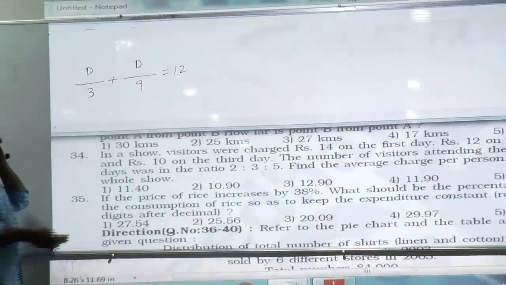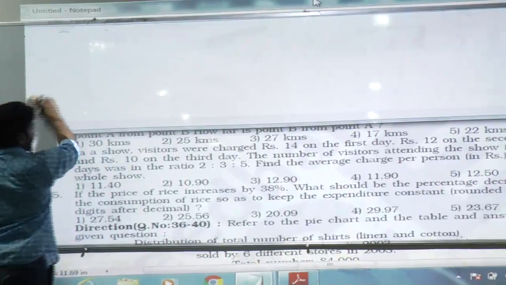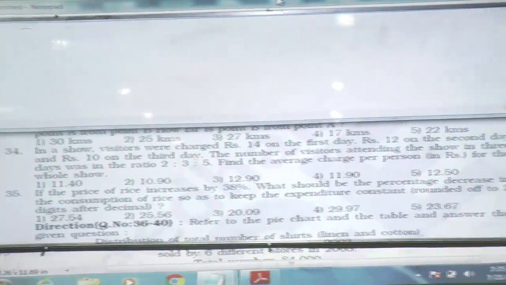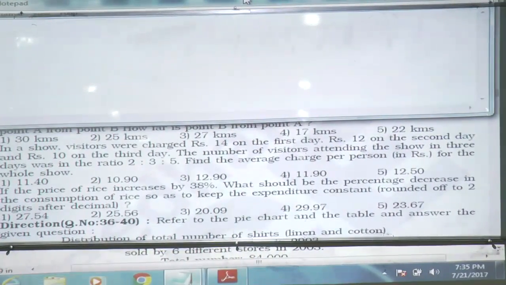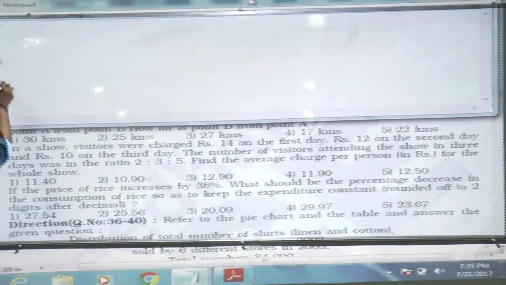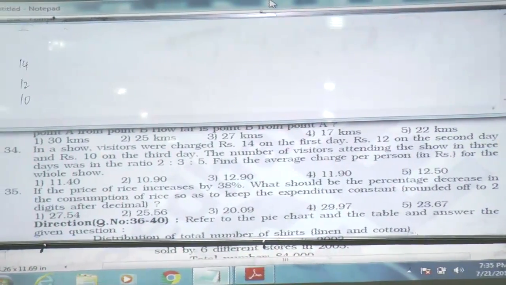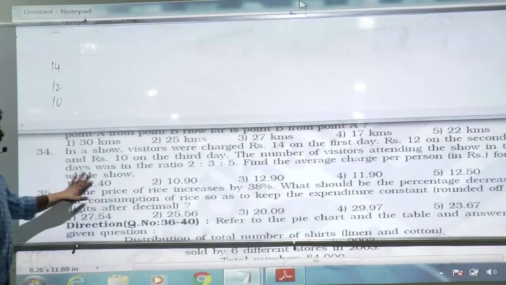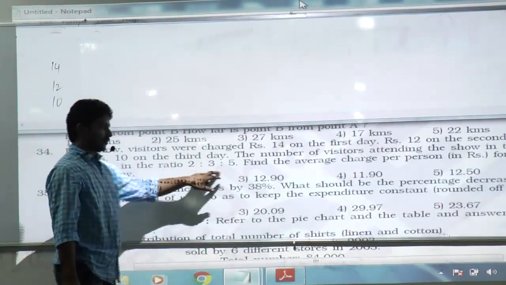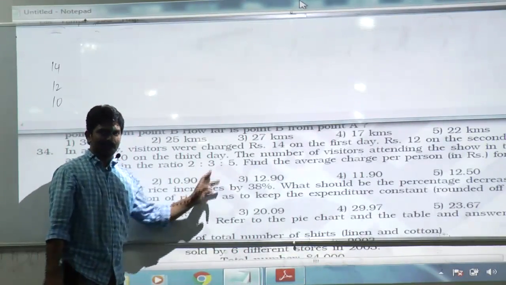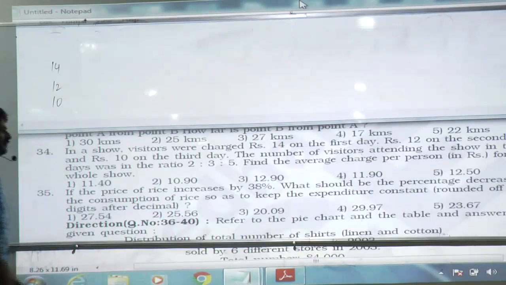(34) In a show, visitors were charged 14 rupees on the first day, 12 rupees on the second day, 10 rupees on the third day. The number of visitors attending the show on these 3 days are in the ratio 2:3:5. Let's say 2 members, 3 members, 5 members. What is the average charge per person for the whole show?